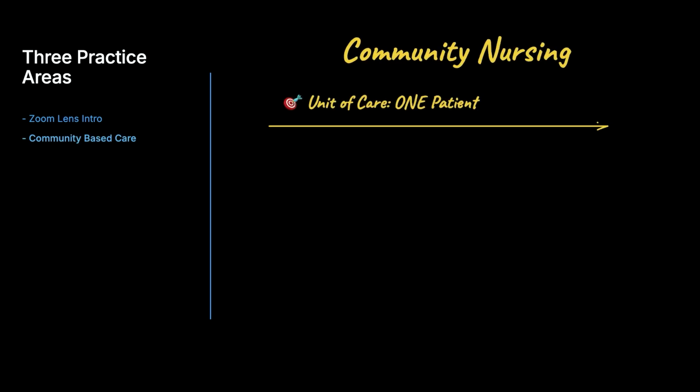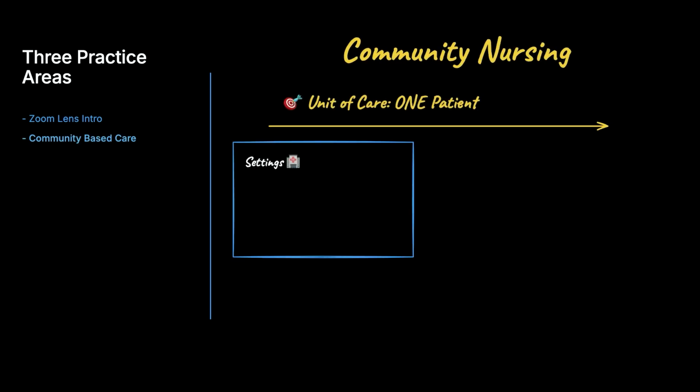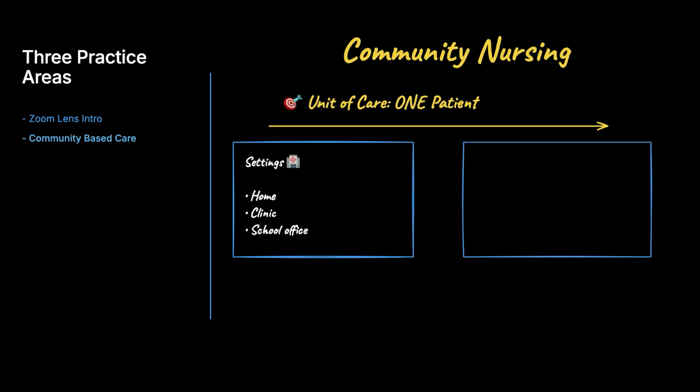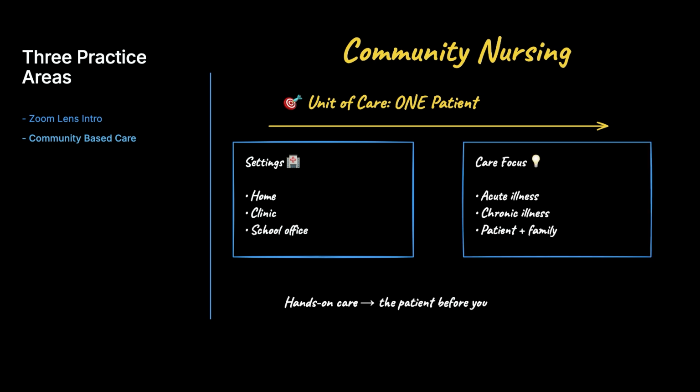Community-based nursing sits at the narrow end. The unit of care is the individual patient, or that patient within their family. The nurse gives hands-on care for acute and chronic illness outside the hospital, in the home, a clinic or a school office. The focus stays on the patient before you.